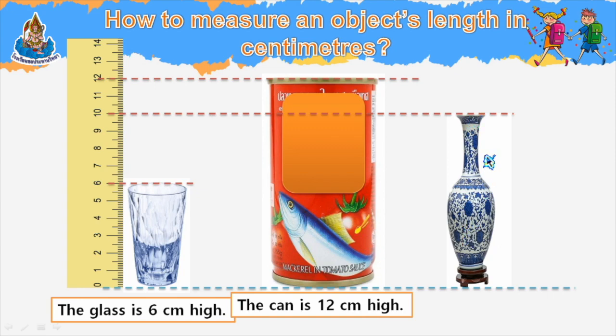How about this one? What is this? It is where we put flowers. We can put some flowers in it, or we can put some water in it. This is a vase, or flower vase. So how long is it, or how high is it? From 0 again to there.